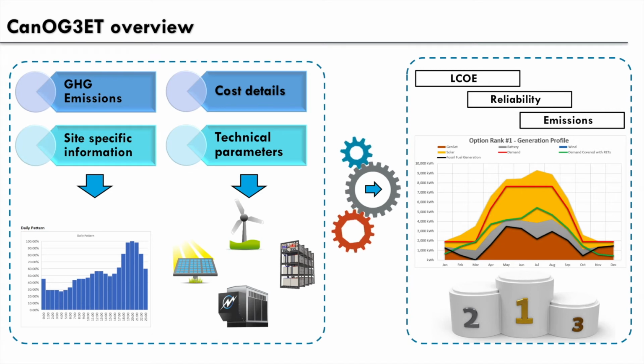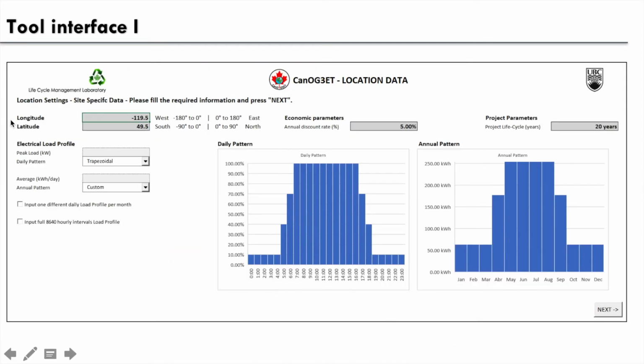The developers also integrated an annual electricity load profile module for predicting loads throughout the year when limited data is available. CANAGET ultimately ranks all possible energy system configurations in terms of levelized cost of energy, system reliability, and annual GHG emissions based on user priorities assigned for each of these criteria.